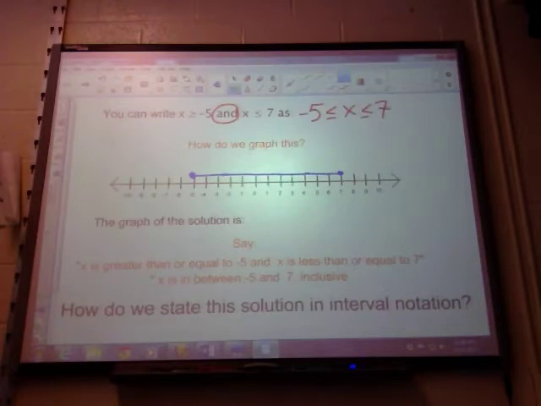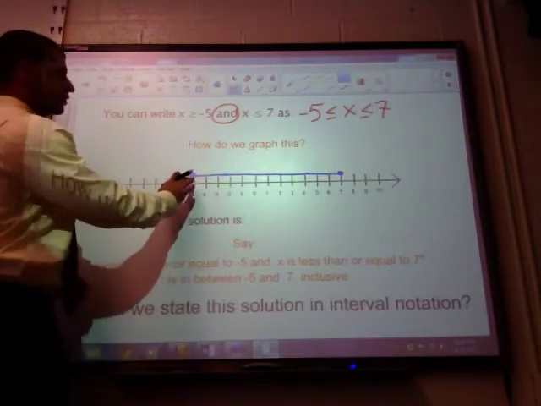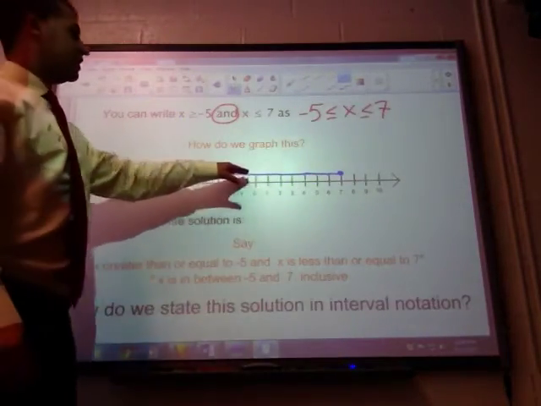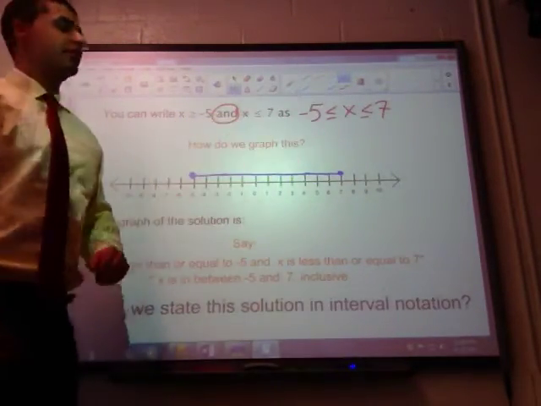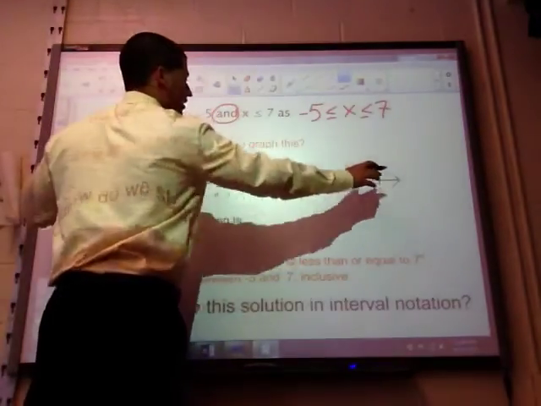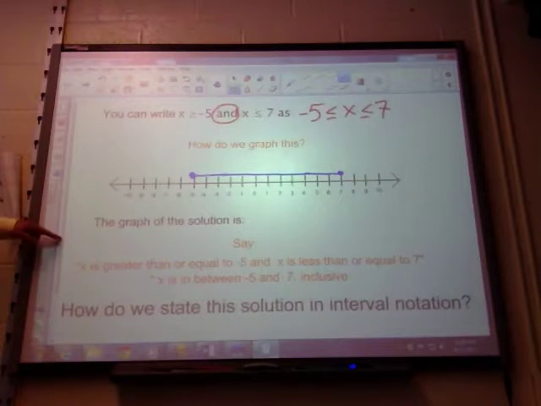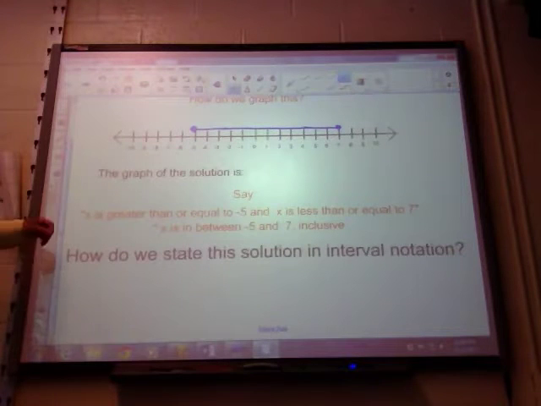So what it's saying is that any number within this range from -5 to 7 inclusive would be a solution to this compound inequality. Anything on the outside, greater than 7 or less than -5, would not work. So what we're essentially saying here is x is greater than or equal to -5 and x is less than or equal to 7. So x is between -5 and 7 inclusive.